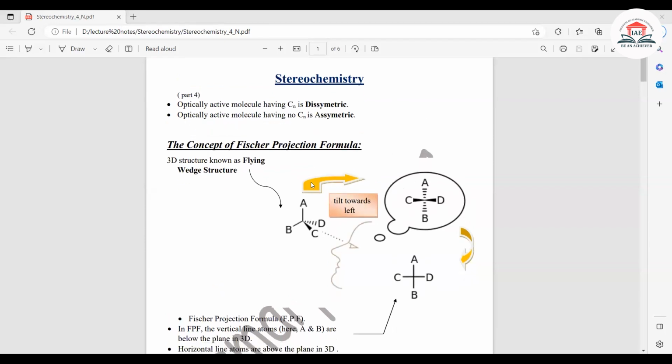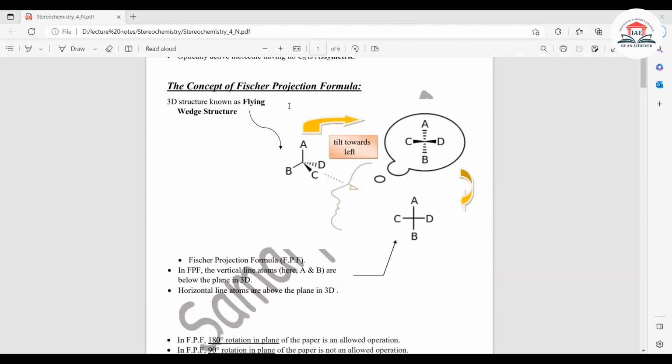Let's see optically active molecules which have CN. I already talked about it in the last class: whether a molecule has a simple axis of symmetry CN or not, that molecule can be optically active or optically inactive. It doesn't matter whether it has CN or not. But if an optically active molecule has a CN, then we call it dissymmetric. And if the optically active molecule has no CN, then we call it asymmetric. Now let us go to the concept of the Fischer projection formula.